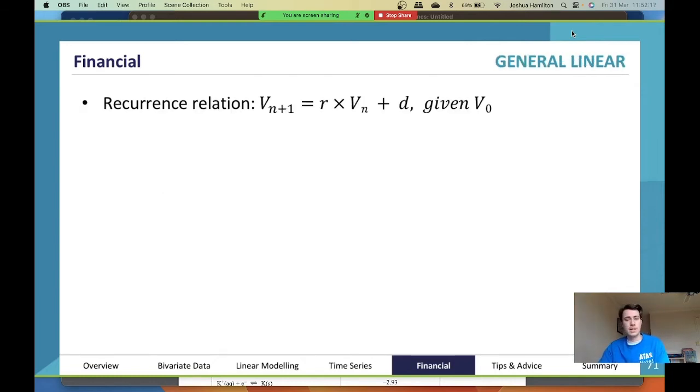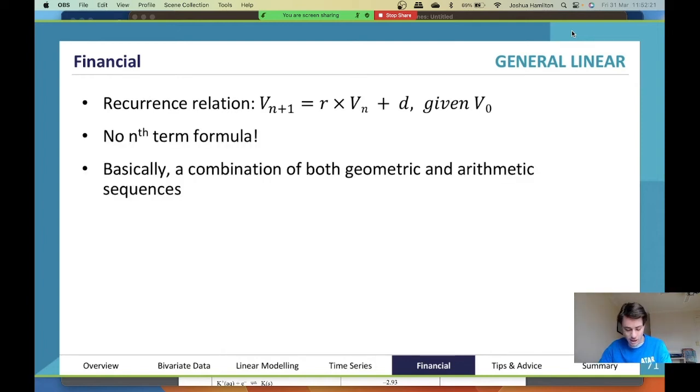So that is essentially your recurrence relations. Then you have this understanding that you can have a general linear equation where you have both an R value multiplying or dividing, and you also have a D value adding or subtracting. Really important, there's no nth term formula for this. You just have to do it.